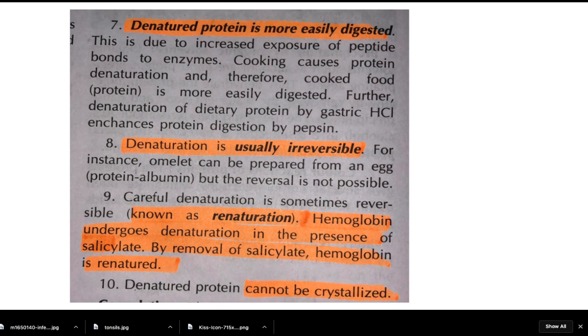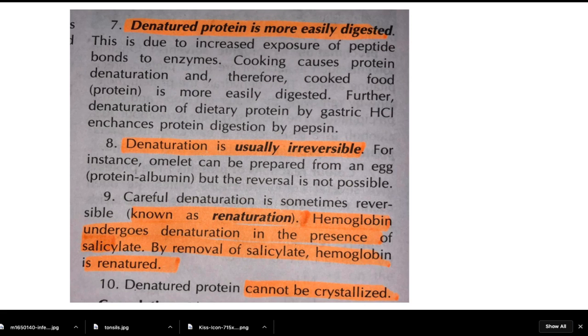For example, if you boil an egg or if you make an omelette from an egg, it means you are denaturing the egg. But it cannot be reversed back, meaning you cannot get your boiled egg to turn to normal, or you cannot get your egg back from the omelette. Okay, so denaturation is usually irreversible.